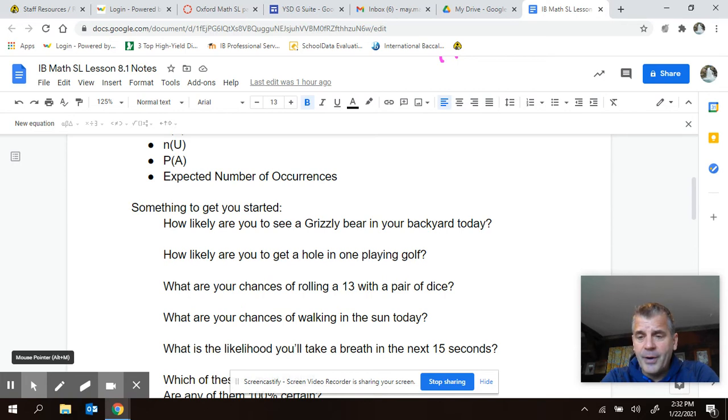So if you're an avid golfer and you play 60 rounds a year, your chances of getting a hole in one are way better than the person who's never picked up a club. So, those are things that we leave out of these scenarios, so to speak. So let's look at the first one. Grizzly bears are not indigenous to the Yakima Valley. In fact, they are way far north of here.